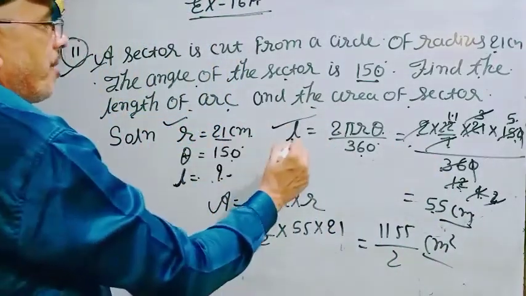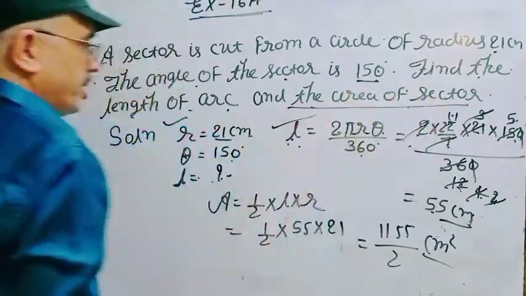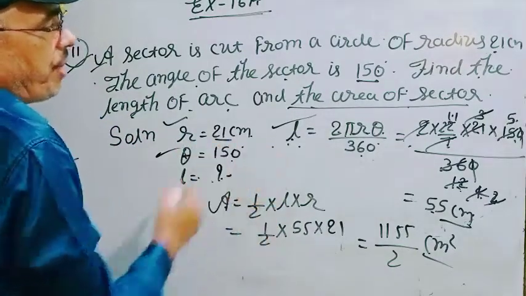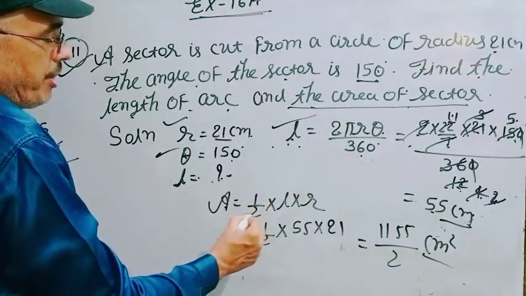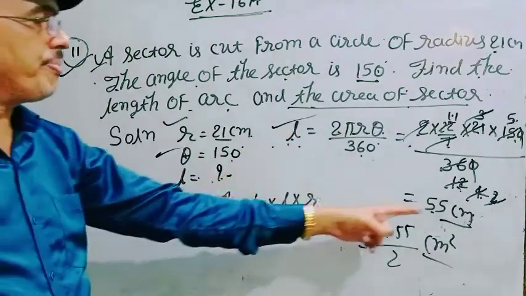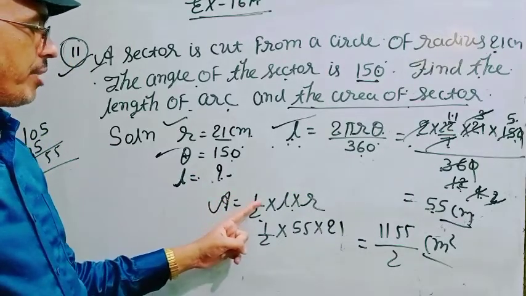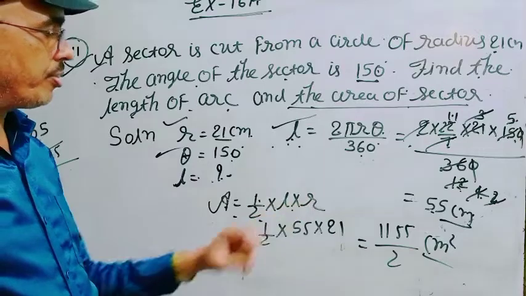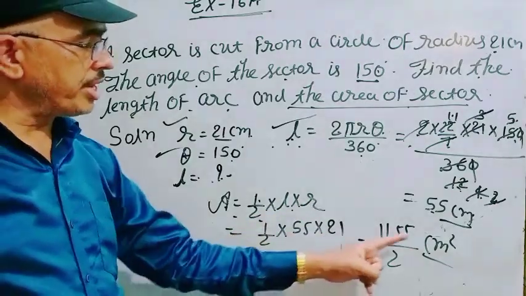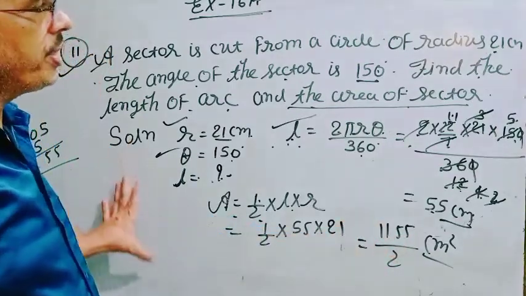After that, having found the length of the arc, find the area of the sector. So what is the area of the sector? If the length of arc is given, then the area of sector is 1 by 2 into L into R, and the length of arc is given as 55 cm. So the area of sector is equal to 1 by 2 into length of arc into radius. So 1 by 2 into 55 into 21, that is 1155 by 2. It is the answer for the area of the sector.